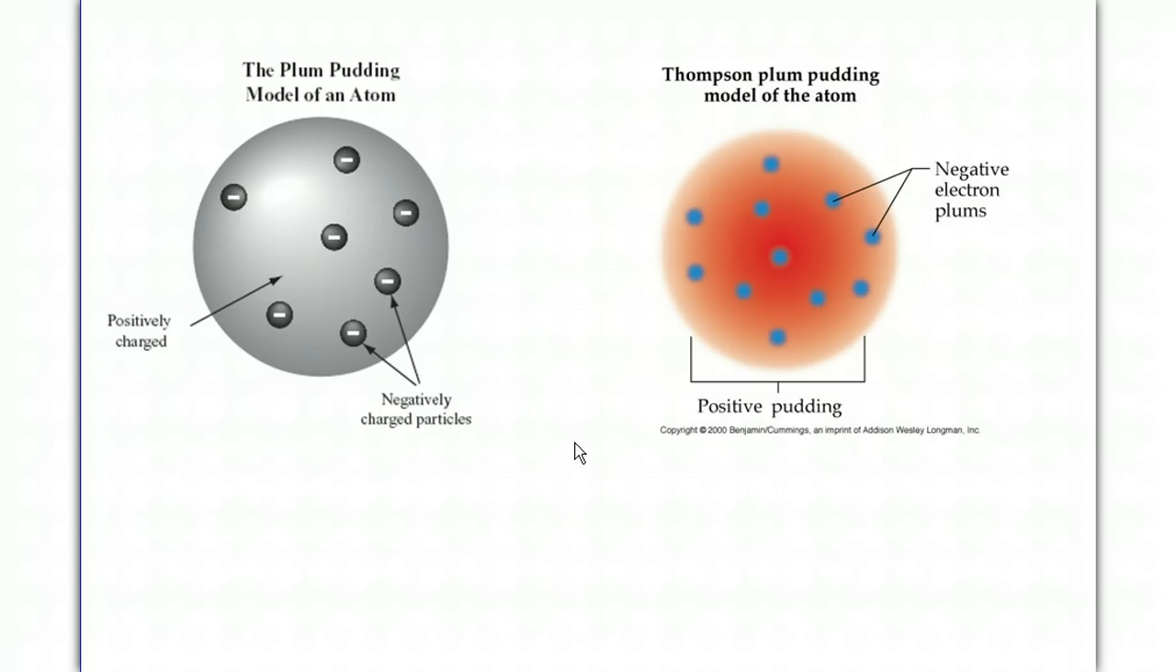Recognize that in his model, if there are negative particles present, then there must be something positive to balance the negative. So we have to have a positive mass. And so he called his the plum pudding model, where there's this giant plump positive mass of pudding, and then inside are these negative plums that are spread out within.